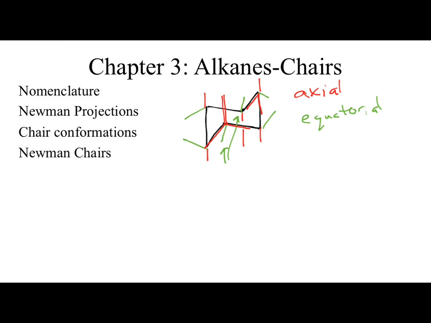As far as stability, your equatorial is the most stable because it has the most space, most free to move around, and it doesn't butt up against anything else. That interaction is largely seen when we take the Newman projection of the chair.